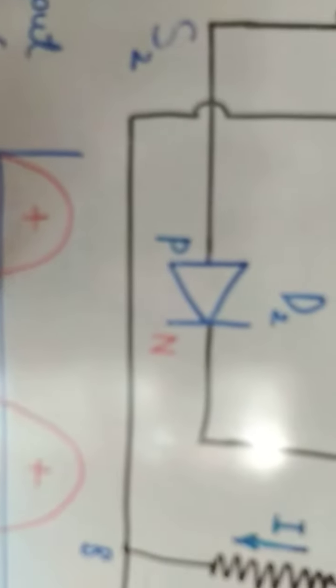the current loop is completed. Now during the negative half cycle, S1 is negative, S2 is positive, means diode D2 is in forward bias, diode D1 is in reverse bias, and diode D2 conducts the current, diode D1 does not conduct the current, and current is flowing through the load resistance RL, and the current loop is completed.